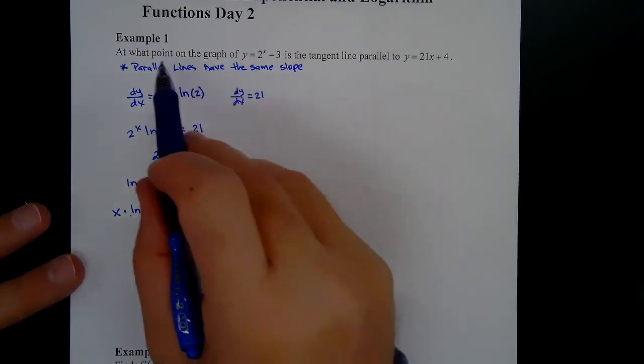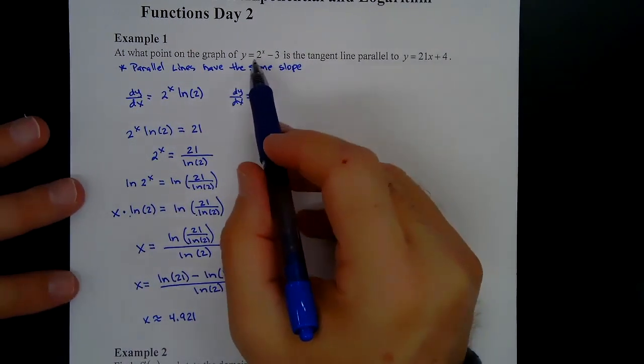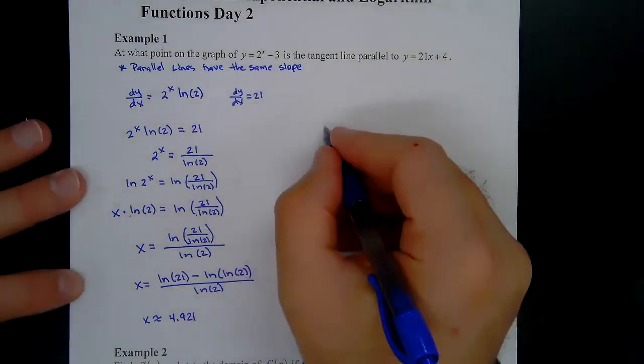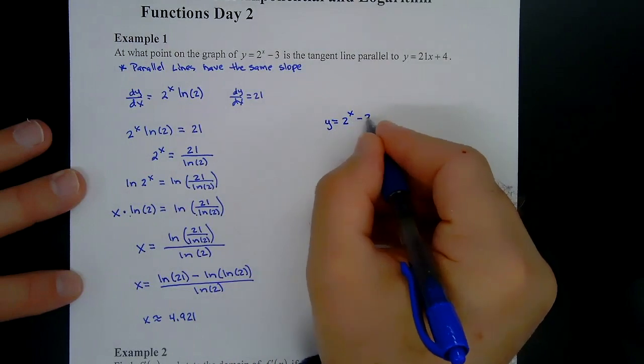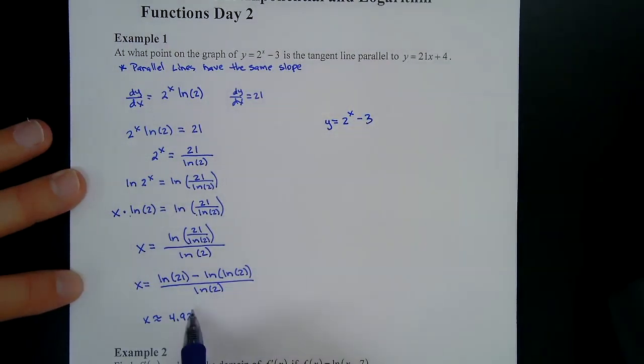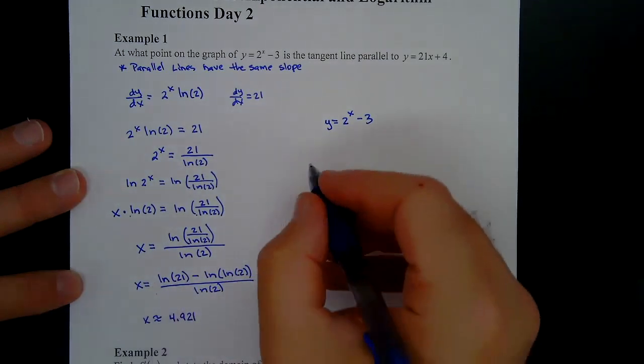Now, I'm asking you for the point, which means I also need to know the y coordinate. We can find the y coordinate because we know that y is equal to 2 to the x minus 3. Here's my x. Now, I wouldn't put this in because we'd have some rounding error probably. I would put this in.